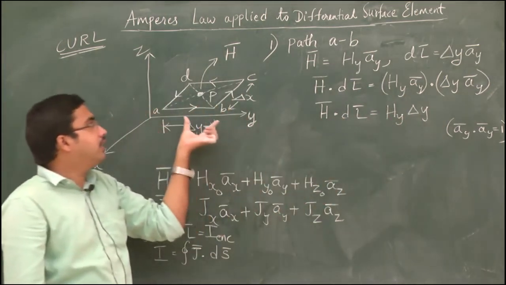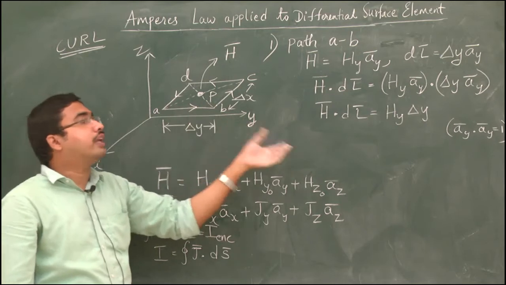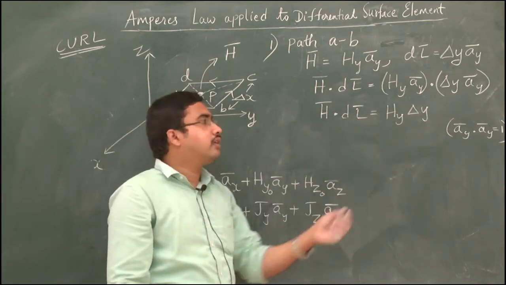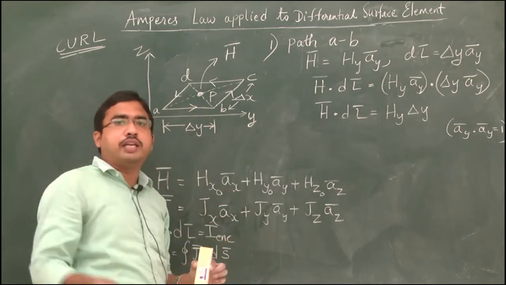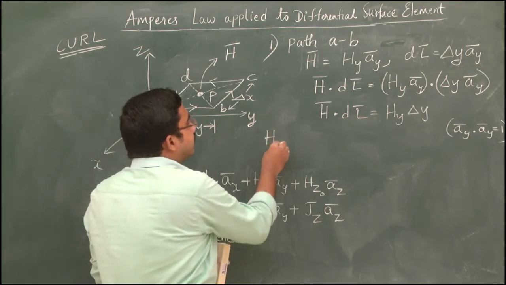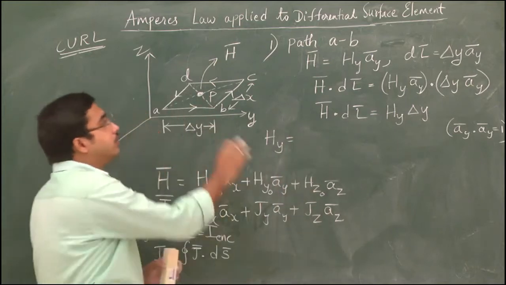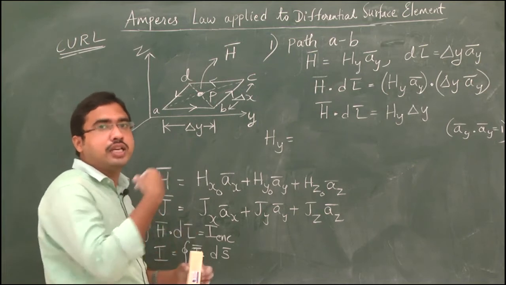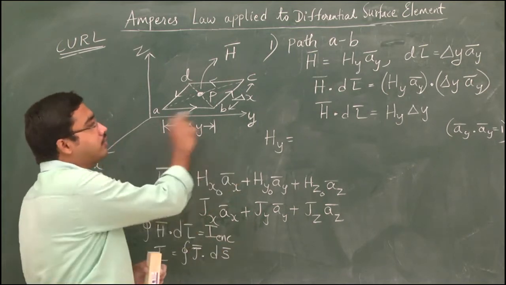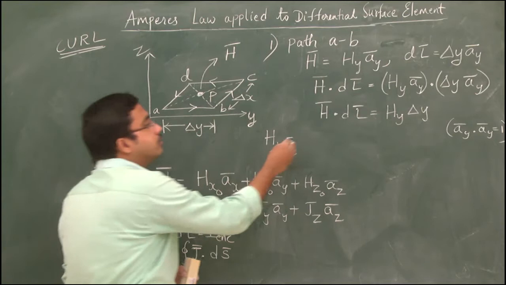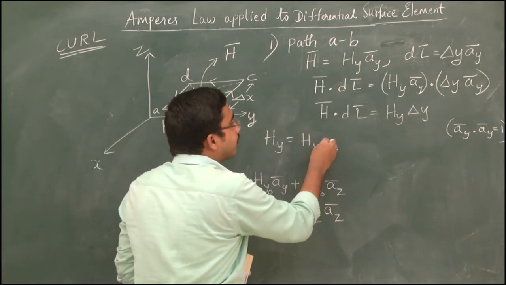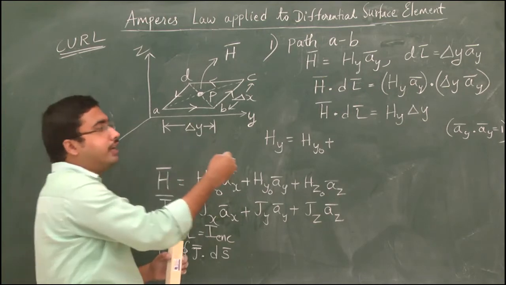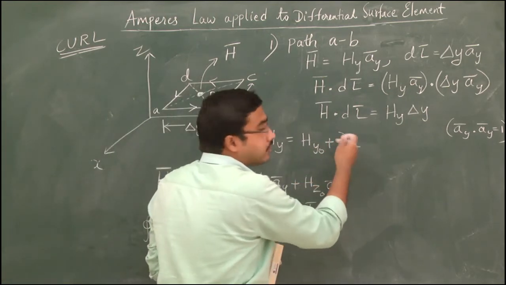Delta y is the length of this side AB. What about Hy? We should create an expression for this Hy, just like the previous derivation. Hy, that means H at point P due to this side AB, which is along the y axis, is given as the initial value of the magnetic field intensity along this y axis, Hy naught, plus the rate of change of this H. Rate of change means dou by dou x, like that we should write.